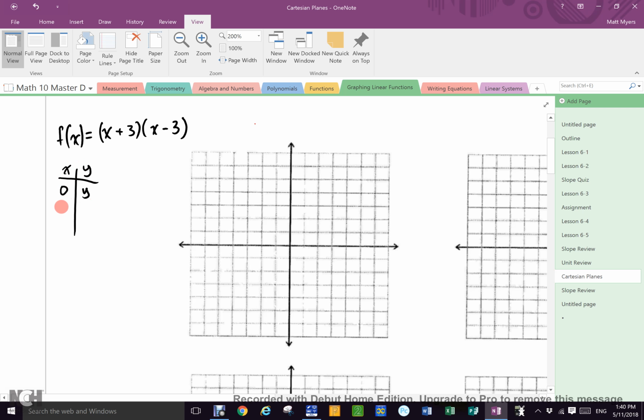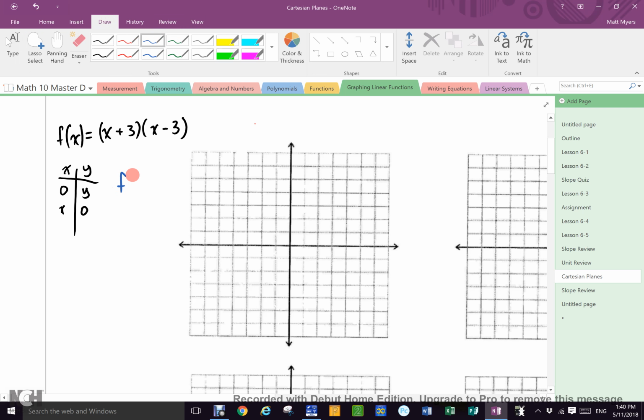0, y and x, 0. Excellent. Everyone agrees? All right. What can I put in for x if I'm going to do that one? 0. Everyone agree? So that would be, and I'll do that one in blue, f of 0 equals 0 plus 3, 0 minus 3. Correct? What is 0 plus 3? 3. What is 0 minus 3? 0 minus 3 is -3. What is 3 times negative 3? Negative 9. So what does y equal? Negative 9. Everybody cool? All right.